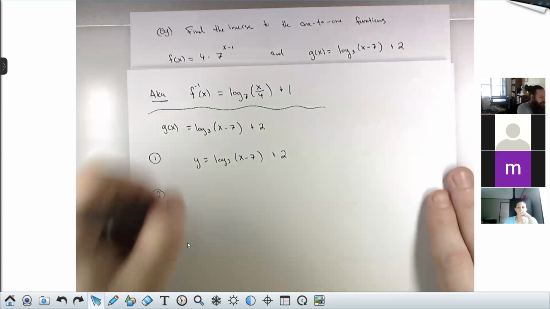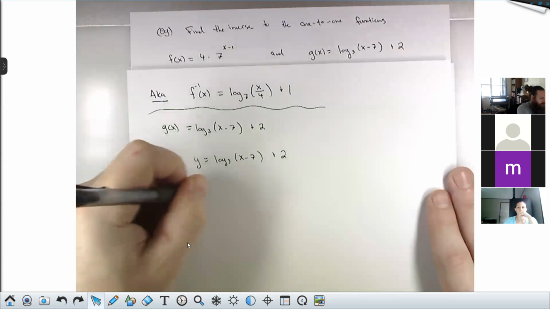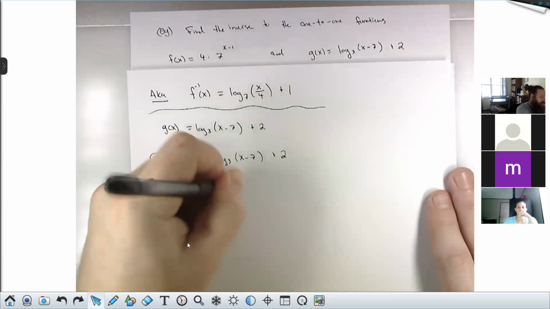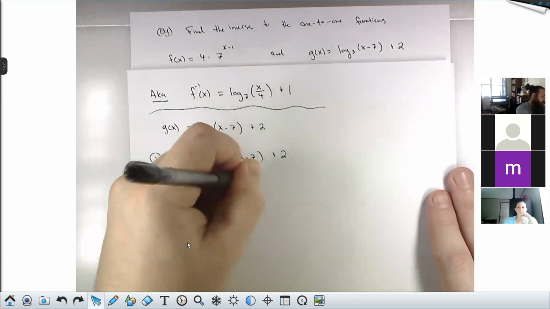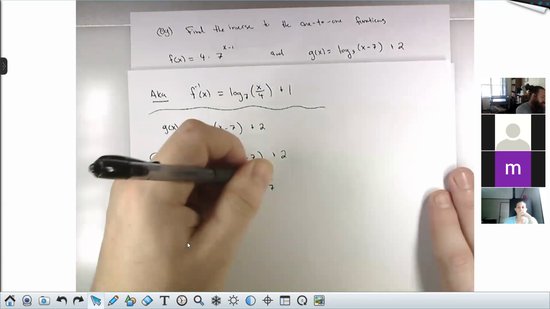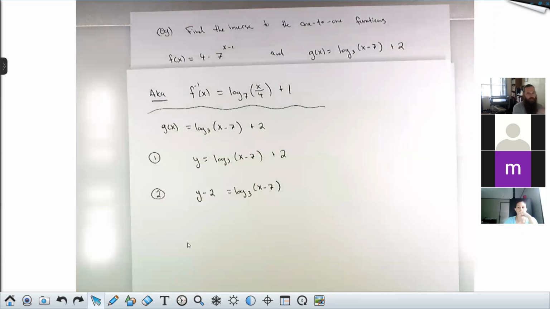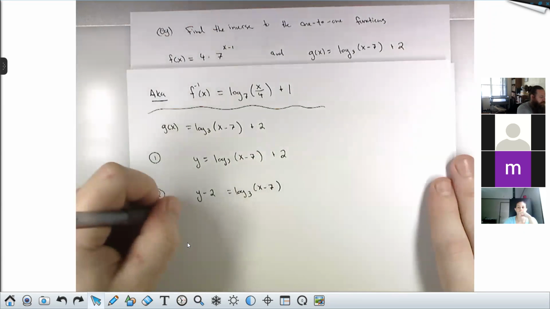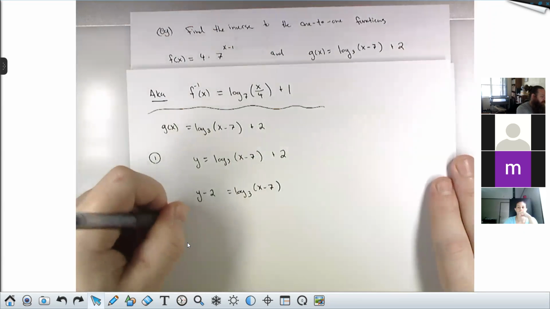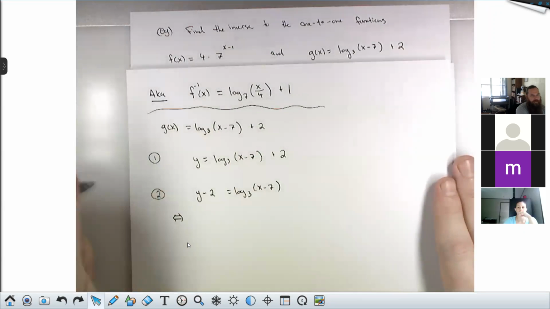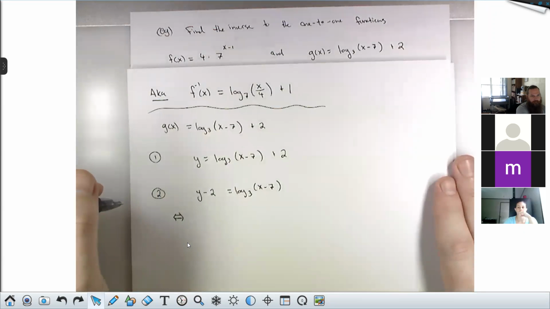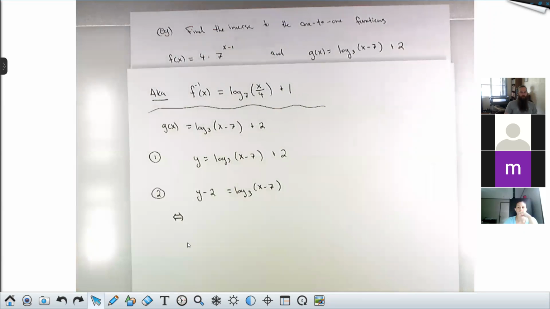Yeah, I'm going to solve for x. So I'll subtract the 2 over. I get y minus 2 equals the base 3 log of x minus 7. Okay. And what is my next step here in solving for x? So we've subtracted the 2 over. Then what? It's not a square root that I need to do here. It's something else.